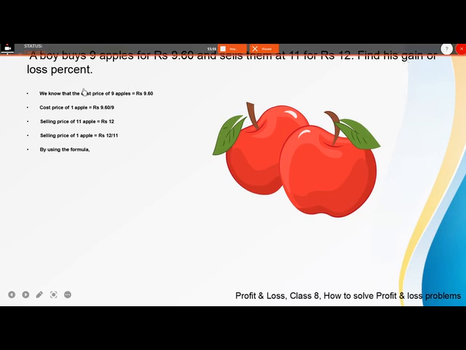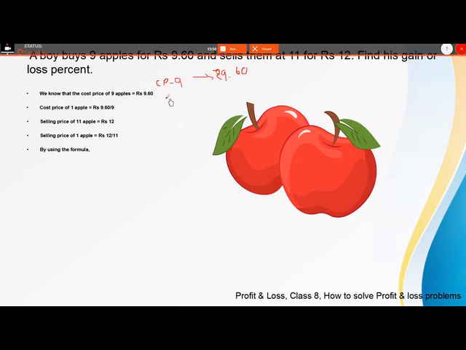So I hope you got this question. I will read it again for you. A boy buys 9 apples for 9.6. So for 9 apples he bought for 9.6 rupees, and he sells it at 11 for rupees 12. I think I have to write a little bit here. So what happens? 9 apples are for 9.6. This is a little tricky question. You just watch the video, you'll get it. So 9 is for rupees 9.60. And what is this? This is the CP. He bought it for them.